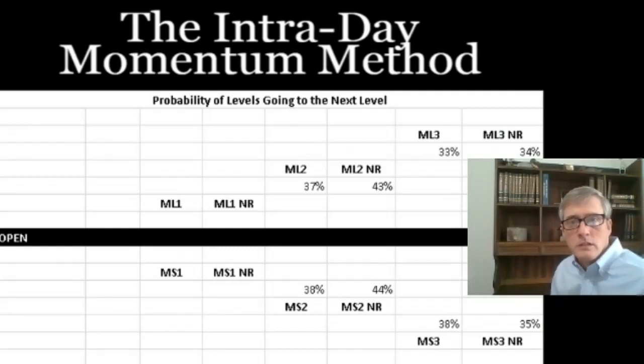If we reached the MS1 and it was not an intraday reversal, we got to the MS2 44% of the time. What I wanted to do was find out if there was a calculation that I could come up with that determined if we went just a little bit further, could we increase the probability of getting to the next level?